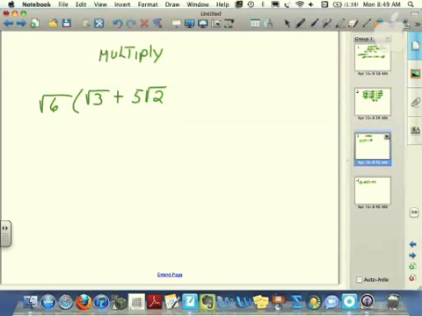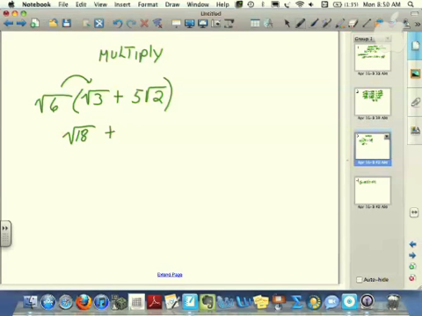Let's take a look at how we're going to multiply. Here's one where we're going to use the distributive property. The square root of 6 is multiplied by the square root of 3 plus the square root of 5 times the square root of 2. So let's follow the distributive property. I'll multiply the radical 6 times the radical 3, and that will give me a radical 18.